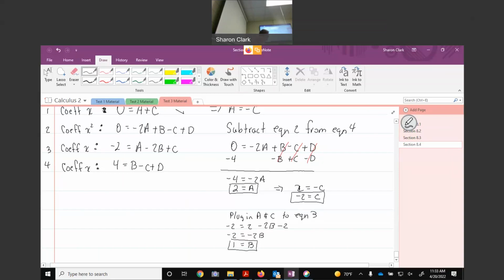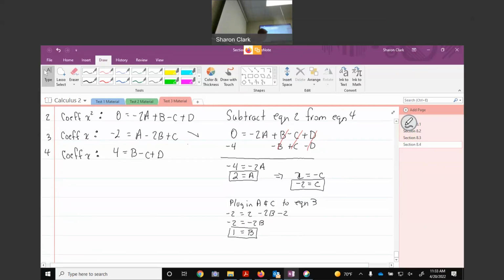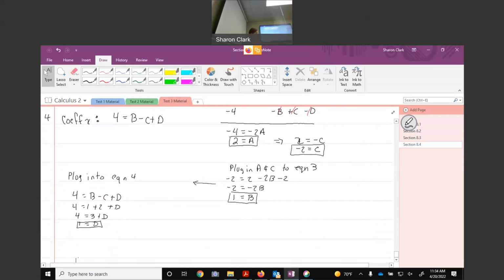So I've used A, B, C. Now I can go into equation 3 or 4. 4 is easier, so we're going to plug into equation 4. 4 equals B minus C plus D. 4 equals 1 plus 2 plus D. 4 equals 3 plus D, so 1 equals D. So now you're just plugging in A, B, C, D.